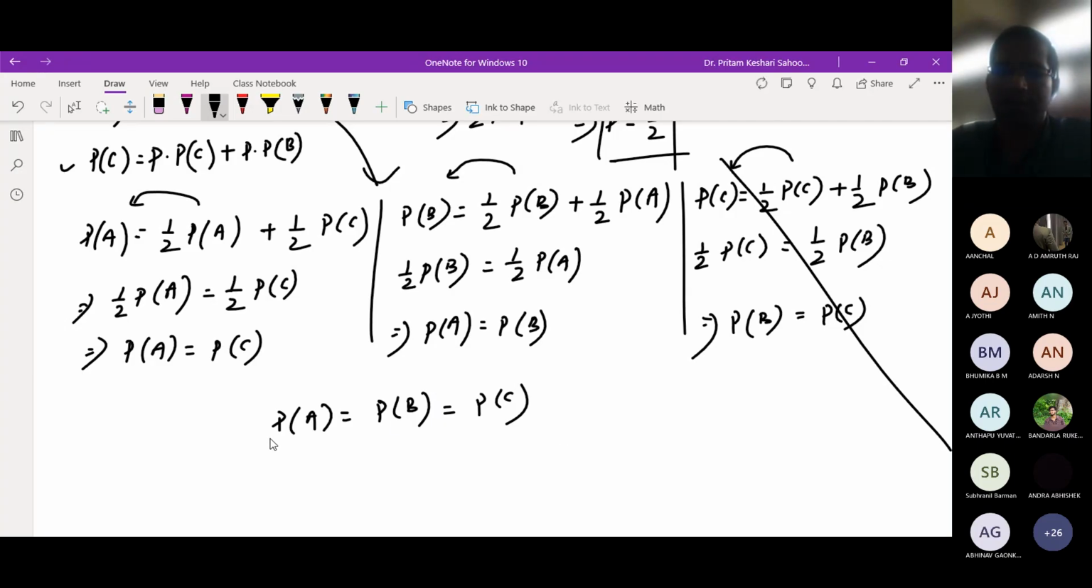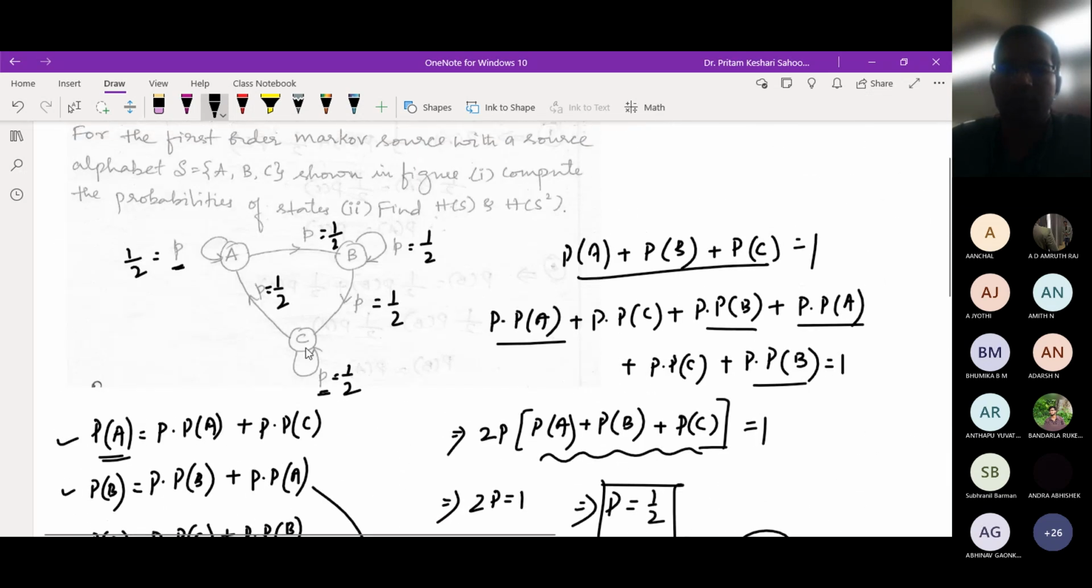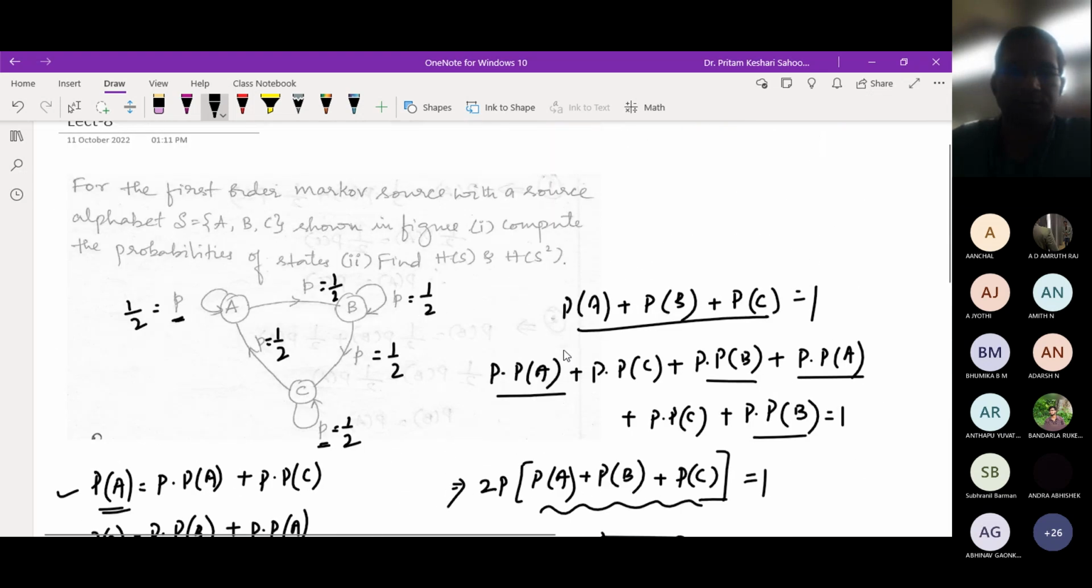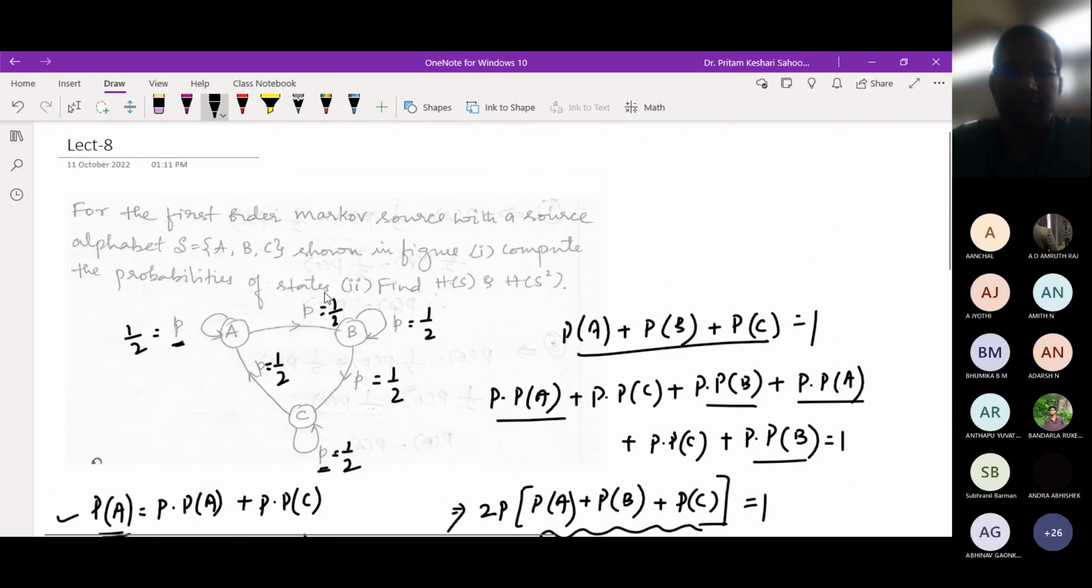All right, and since the probabilities of all the states are the same, or all states have equal probabilities, and the sum of all the probabilities is equal to 1, we can write the individual probability is equal to 1 by 3. So individually all states have a probability 1 by 3, and if we add the probability of all states, then that will be 1. So their respective probability will be 1 by 3. Okay, so we calculated the probability of states.